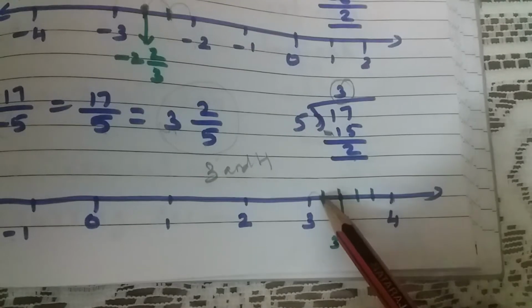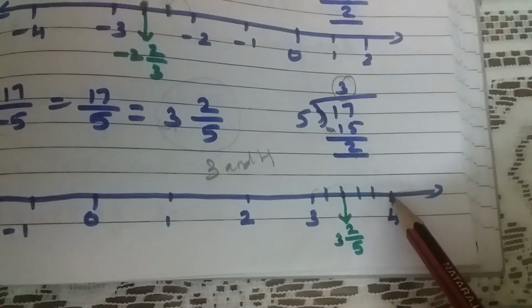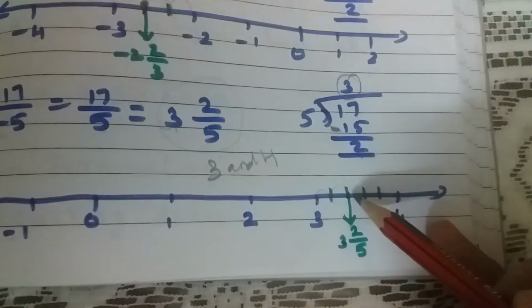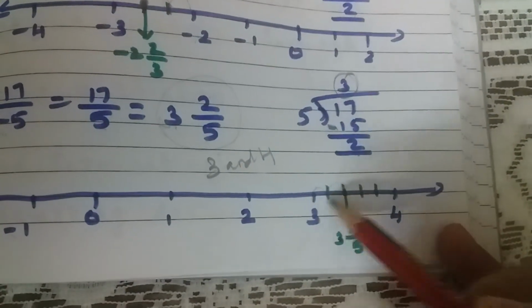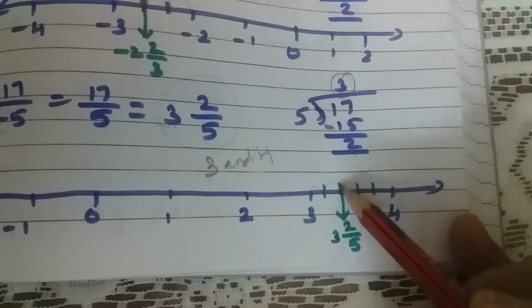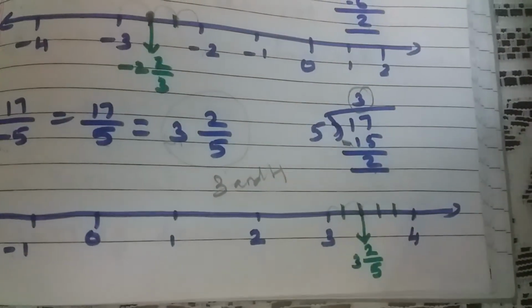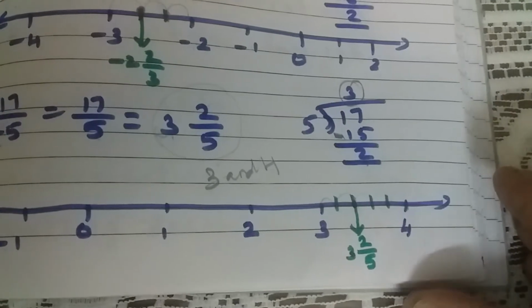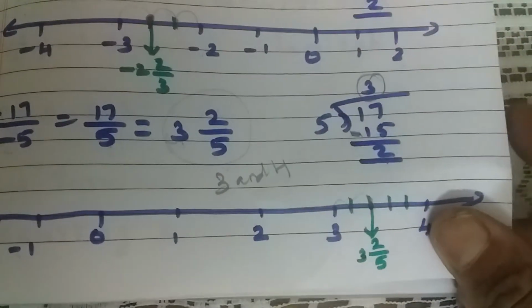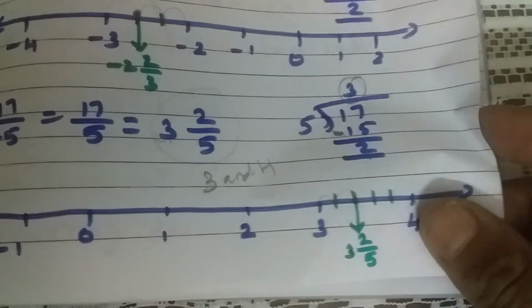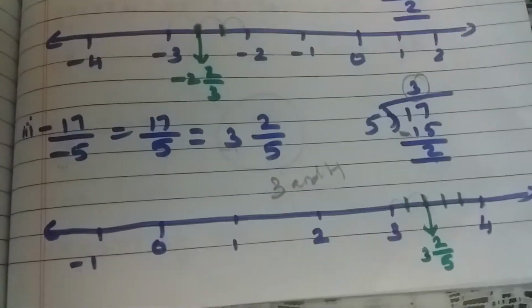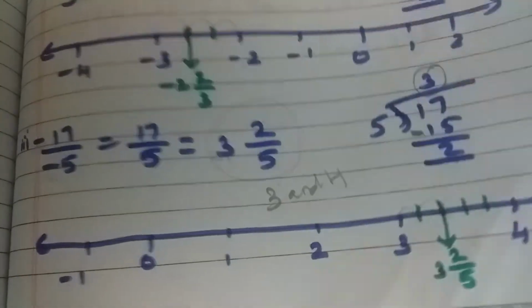So count the portions, 1, 2, 3, 4, divided into 5 parts. We have it on the second line after 3. Out of 5 portions, this is 3 2 by 5. This is the point which represents 3 2 by 5. This is how we mark the given rational numbers on the number line. I've done marking rational numbers on the number line in a separate video, so if you have any doubt, you can refer to that video also.